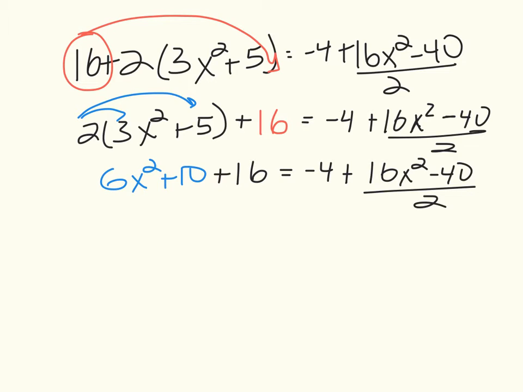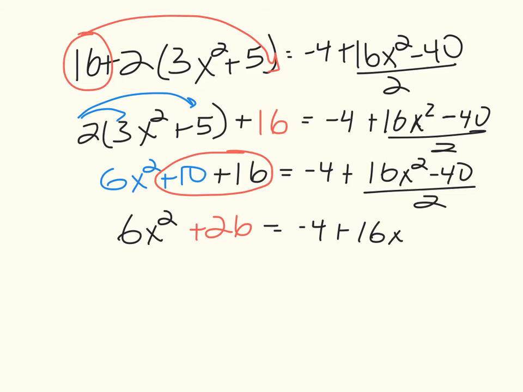All right, well now I can combine like terms. I got a positive 10 and a positive 16. I can combine those together, and when I do, I get positive 26. My 6x to the power of 2 will just come down, and that equals negative 4 plus 16x to the power of 2 minus 40 all over 2. My left side is done. Look how beautiful that looks compared to where it started. Fantastic. So let's start doing the same idea over here.